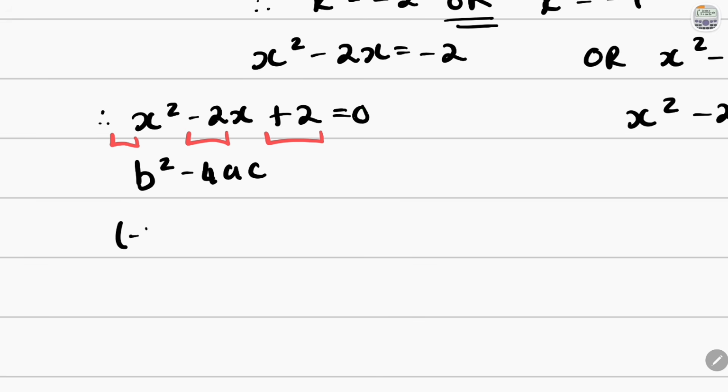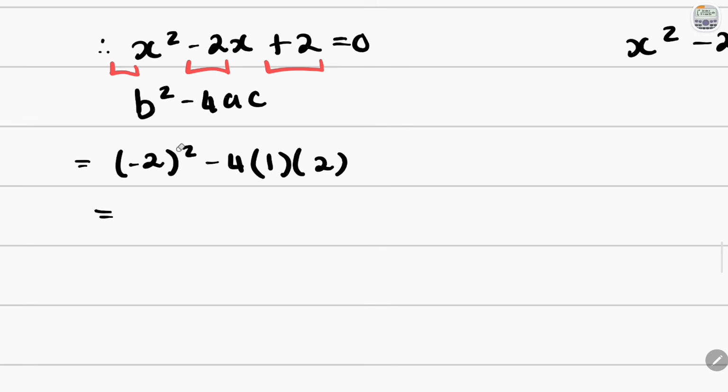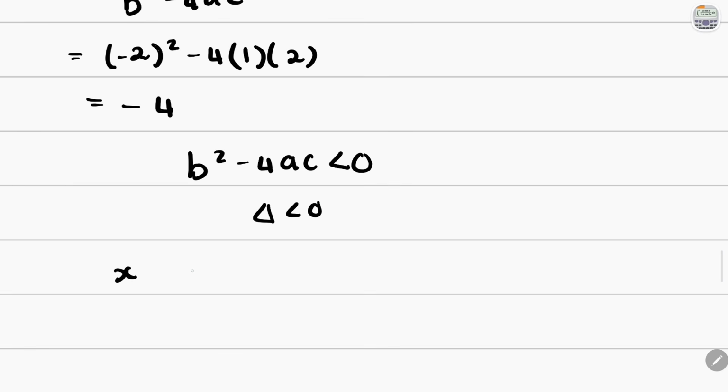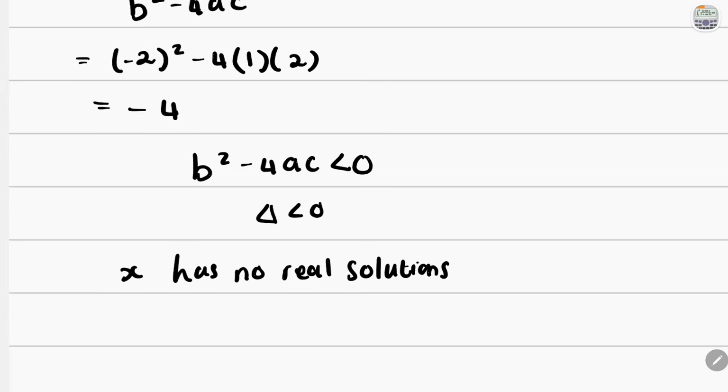So we'll simply say negative 2 squared minus 4, and then a is 1 and c is 2. And let's see what this gives us. That's going to be 4 minus, now these together, that's negative 4, and then times 2 is negative 8. So that's 4 minus 8. You see how that gives us negative 4? Because the discriminant b squared minus 4ac is less than 0, we will not have any solutions here. So we'll say x has no real solutions, and that is that one.